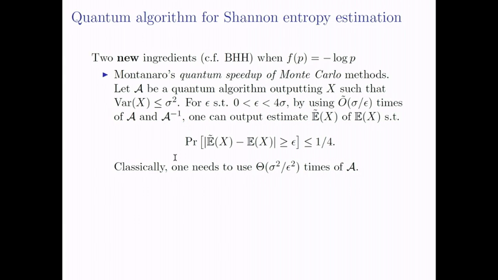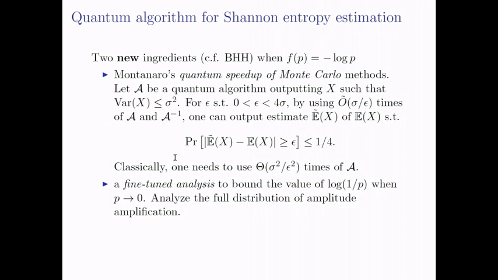So we leverage this tool. Another tool we need to use is that for this particular function, f(x) equals minus log p, we need a fine-tuned analysis to bound the value of the log of 1 over p when p is very, very close to 0. So this is very unique to the Shannon entropy case. But basically just leveraging those two ideas as well as the basic framework, this is what we can get. We can get a big O tilde of square root of n query complexity for the Shannon entropy case, which is a quadratic speedup over the classical one.